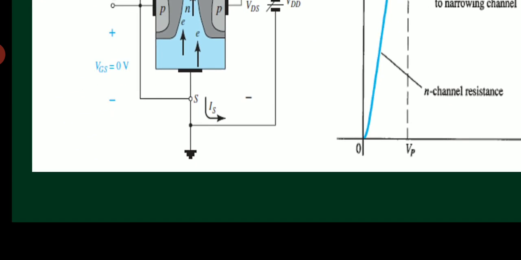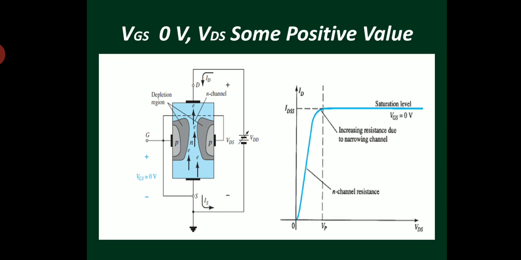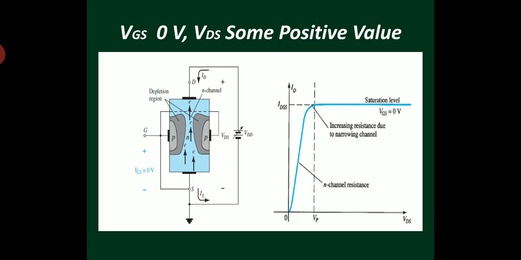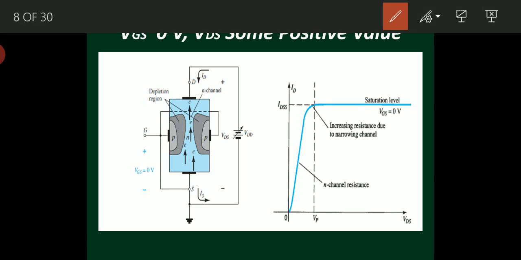The source terminal will get forward biased. Why? Because the source terminal is an n-type semiconductor substrate. So electrons are majority charge carriers here. And I am applying VDS here. VDS is negative here, so this negative terminal of the voltage source is connected to the n-type source. So what will happen? It will become forward biased.